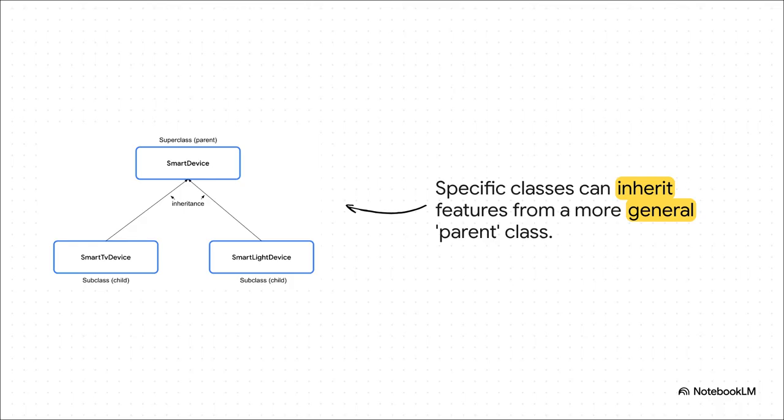And this blueprint idea gets even more powerful with inheritance. You can have a very general blueprint, say for a smart device. It defines that all smart devices have a name and can turn on and off. Then you can create more specific blueprints, like one for a smart TV. It can inherit all the basic stuff from the general blueprint and then just add its own special features, like changing channels. It's an incredibly smart way to reuse code.